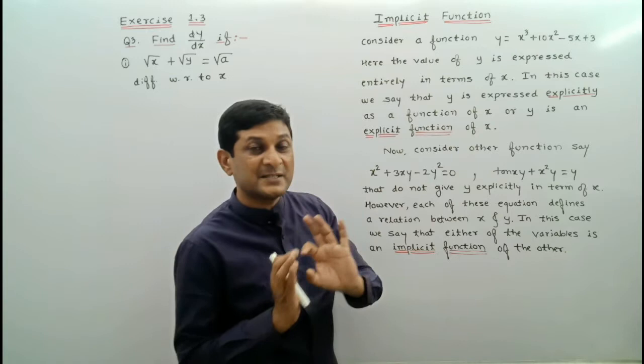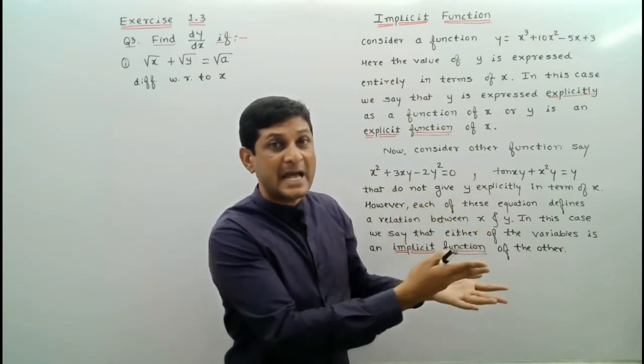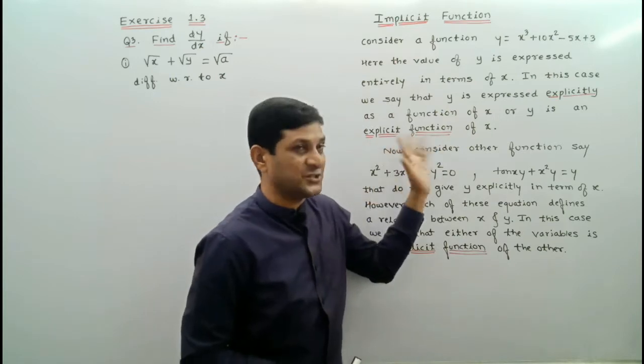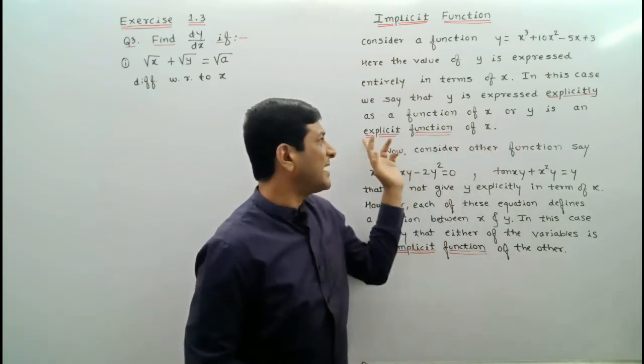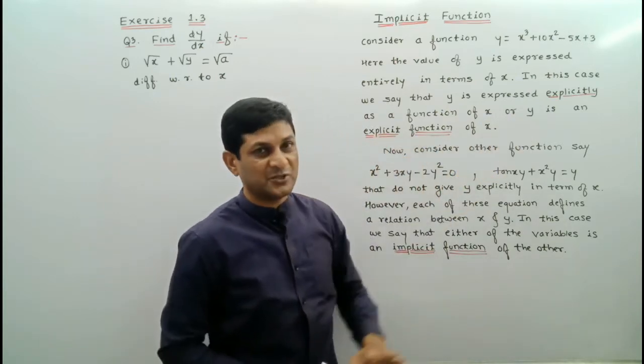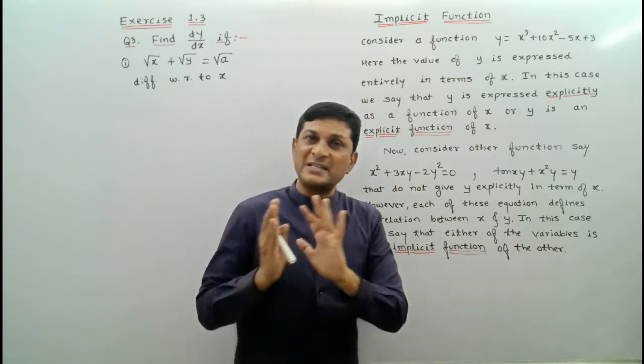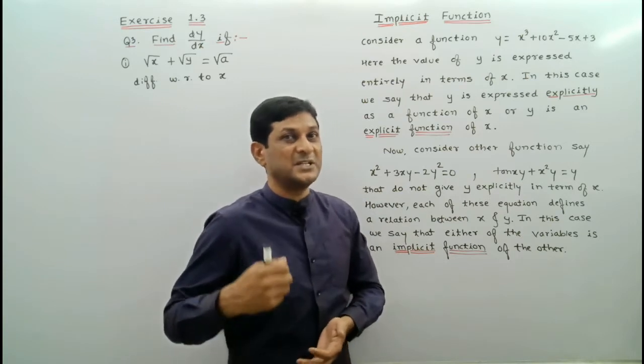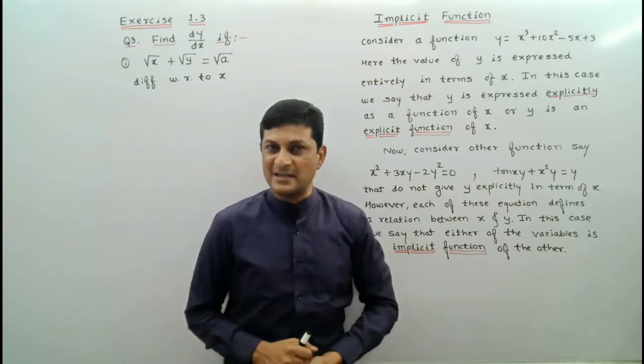Means y is expressed explicitly, means entirely in terms of x, and such functions are called as explicit function of x. Means here we can say that y is an explicit function of x. Means when value of y is entirely expressed in terms of x, at that time function is called as what? Explicit function. Now consider another example.